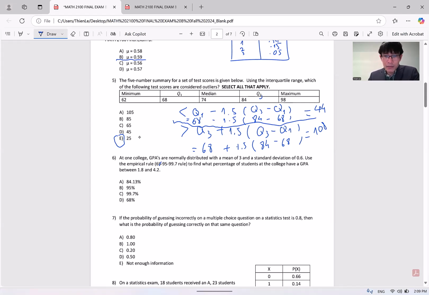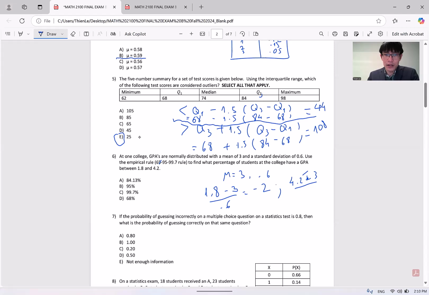So from here you can see that the mean is 3 and the standard deviation is 0.6, right? So basically you can see that 1.8 is 2 standard deviations below the mean, right? And 4.2 is 2 standard deviations above the mean, okay? So you just calculate these two values. So this is -2, which means 2 standard deviations below the mean. And this one is 2 standard deviations above the mean, okay?